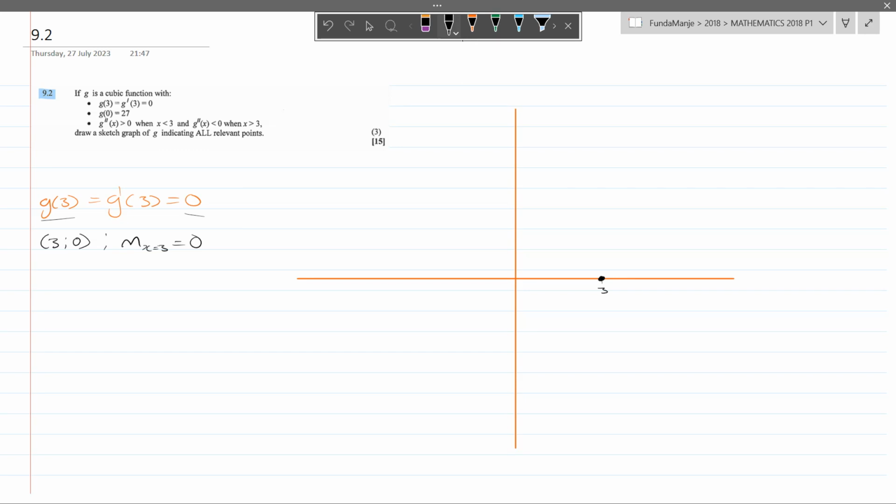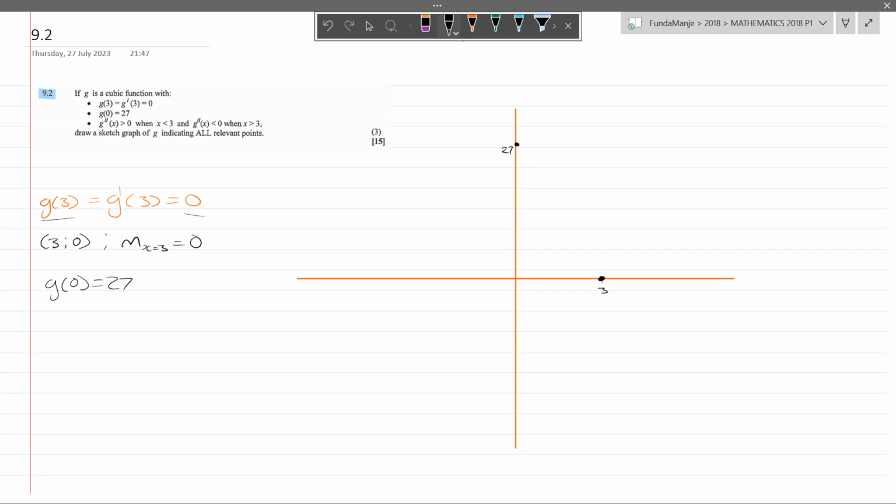Next, they tell us that g of 0 is equal to 27. This means that when x is 0, the y value is 27. X is 0 here, and 27, let's put it somewhere over here. So this will be 27. So both these points are on our function.